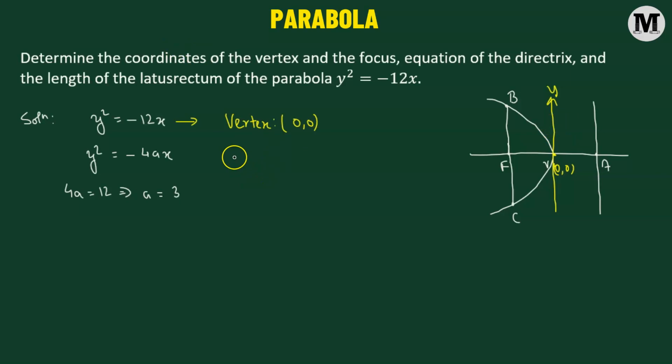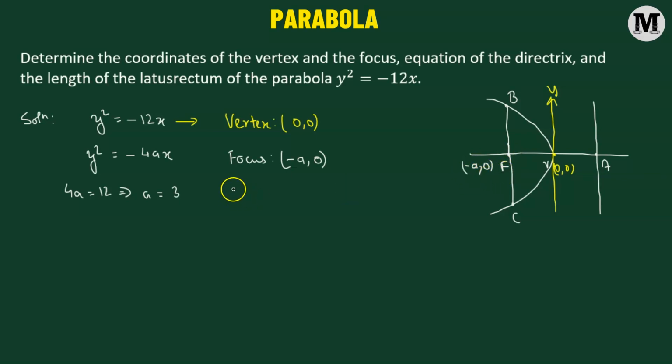Now, the focus of the parabola is going to be given by negative a comma 0. It's clear that it's going to be negative a because the x coordinate of the focus is lying to the left of the y-axis. So here a value is going to be negative. So negative a comma 0 is going to correspond to the focus of the parabola.